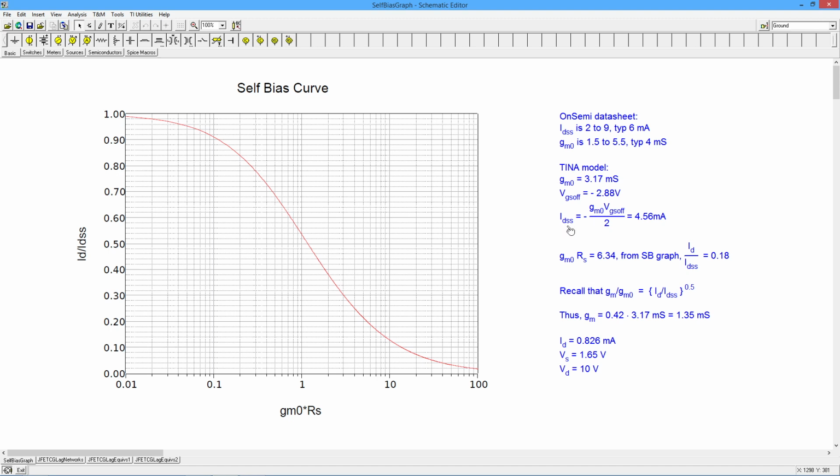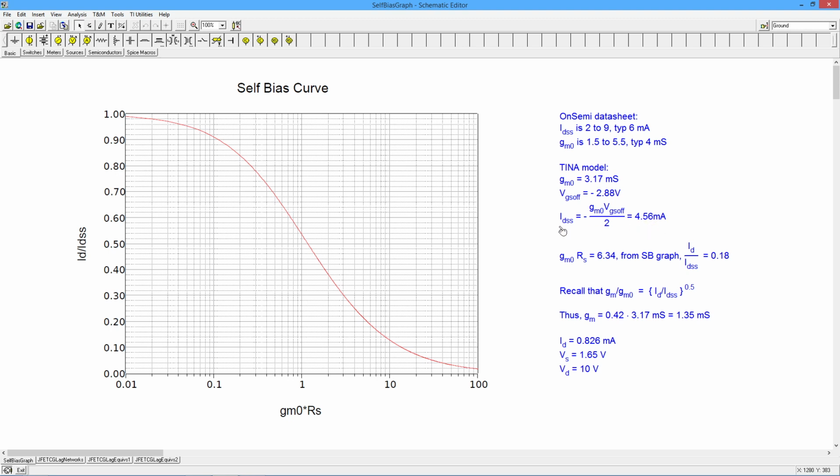Now, we can use these two values to calculate an IDSS value. Right? Remember, IDSS is the maximum current you're going to get. In other words, when VGS equals 0. So that's negative gm0 times VGS off divided by 2. Right? Usually we use the equation the other way around to find gm0, but I just manipulated this little algebra so we could find IDSS, which in this case is a little over 4.5 milliamps.